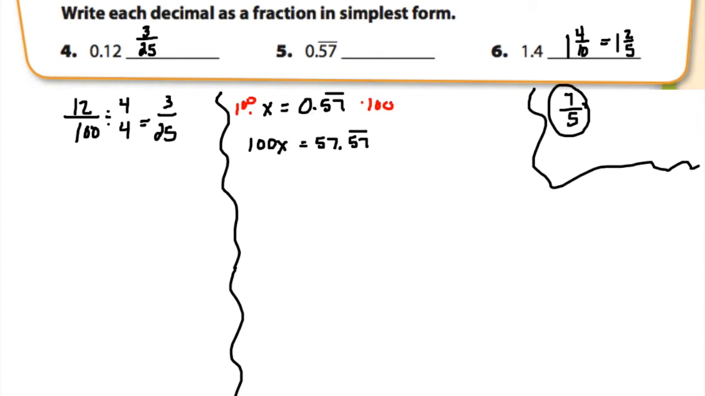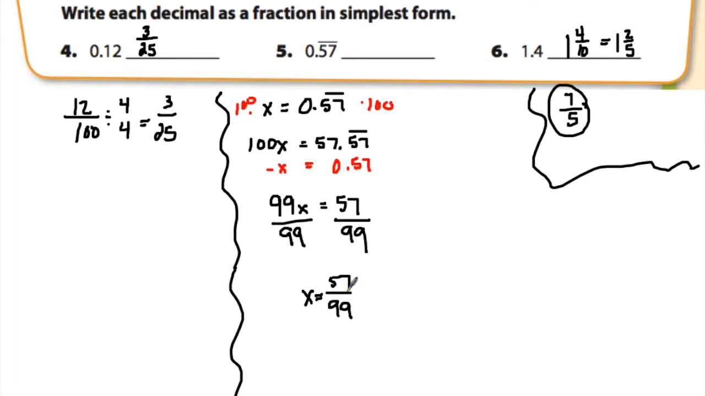Then I'm going to subtract x equals 0.57 repeating. So I'm subtracting this whole thing from both sides. On this side, because I have 100 x's and I'm only taking away 1, I have 99 left. Remember, this doesn't mean that the x disappears. It means that one of the 100 x's disappears. So I have 99 x's left, and here I have 57. I divide both sides by 99, and I get x is equal to 57 over 99.